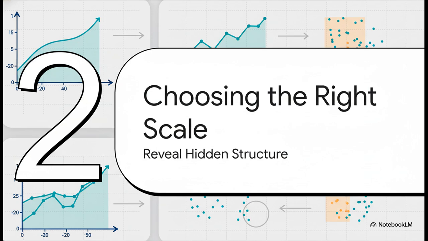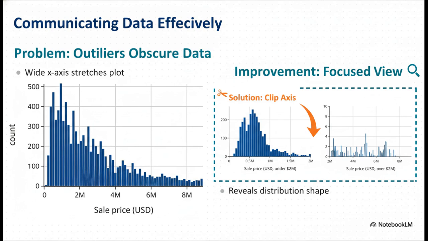It is absolutely amazing how a simple tweak to a plot's axes can completely change our interpretation, often revealing hidden patterns in the data that were totally invisible before. So take a look at this histogram of housing prices in San Francisco. On the left, you see a few super expensive homes. Those are the outliers. And they stretch the x-axis so far out that most of the data gets completely squished into that far left corner. We can't see a thing.